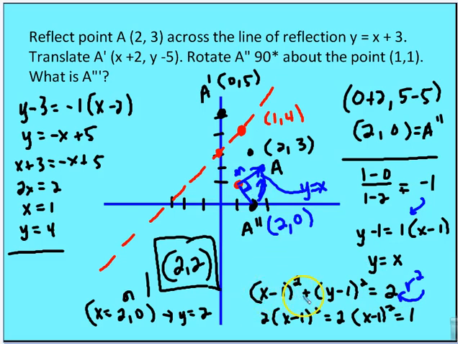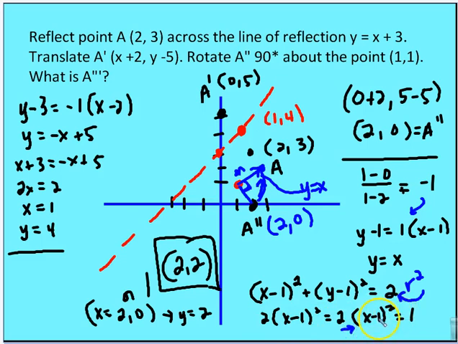And I'm using my formula for a translated circle. So 1, 1 is the center. So x minus 1 squared plus y minus 1 squared is equal to 2. I know that y is equal to x here, so I'm going to substitute x in for y. x minus 1 squared plus x minus 1 squared gives me 2 times x minus 1 squared is equal to 2. I'm going to divide both sides by 2. I end up with x minus 1 squared is equal to 1.